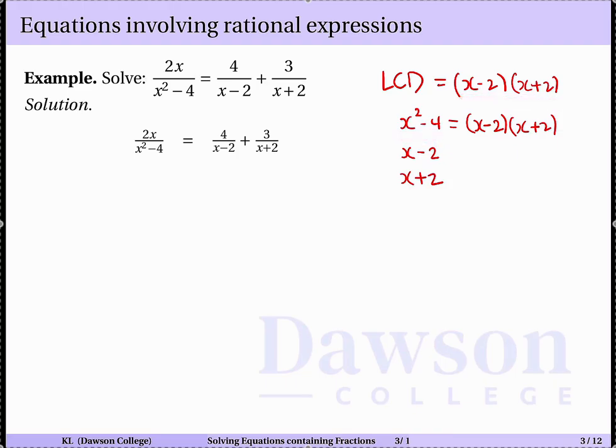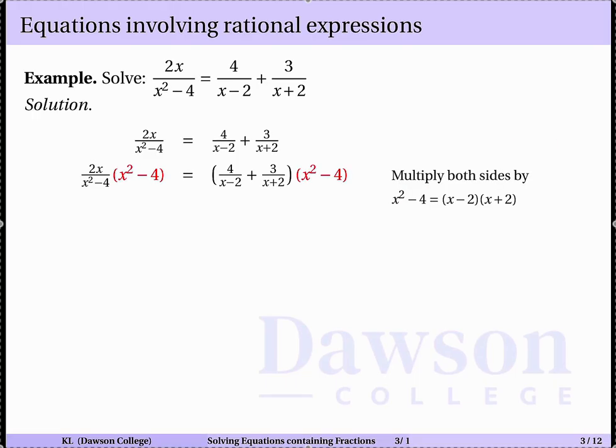In any case, we are going to multiply x squared minus 4 on both sides of the equation, meaning we will multiply x squared minus 4 on this side as well as on this side. And then next is to just multiply this over this expression here, and we will see that this x squared minus 4 will cancel this x squared minus 4.